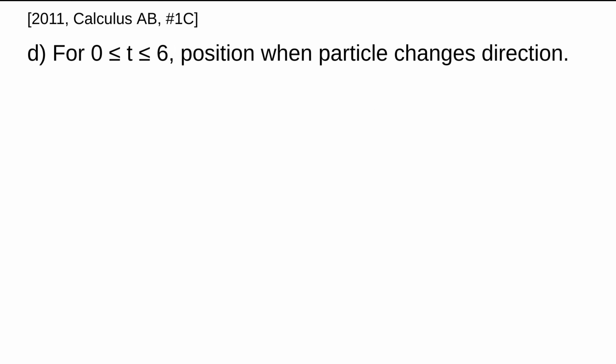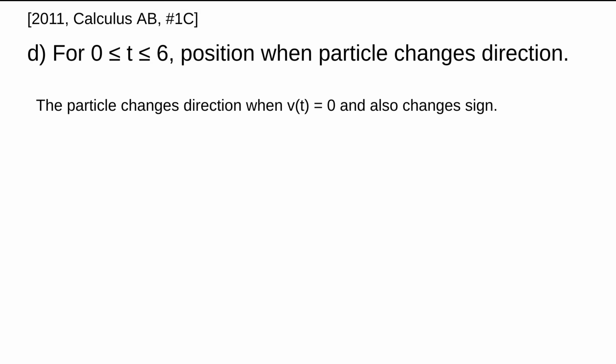In part D of the question, we are asked for what values of t between 0 and 6 the particle changes direction, and the position when the particle changes direction. All right, so this is actually a two-part question. We have to determine when the particle changes direction, which is one calculus problem. Then we have to find the position of the particle at that time, which is a different calculus question. So the first part, we have to determine when the particle changes direction. The particle is going to change direction when the velocity function v of t is equal to 0, but also changes sign.